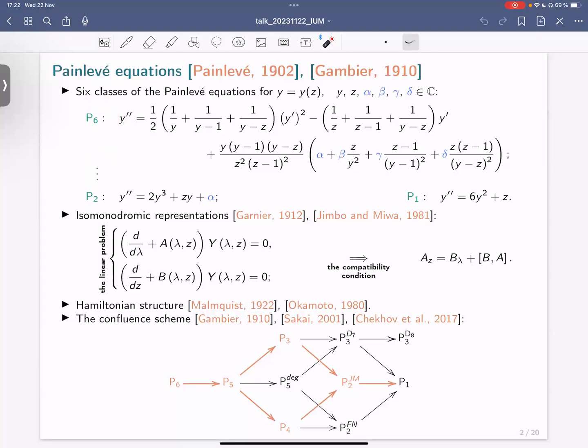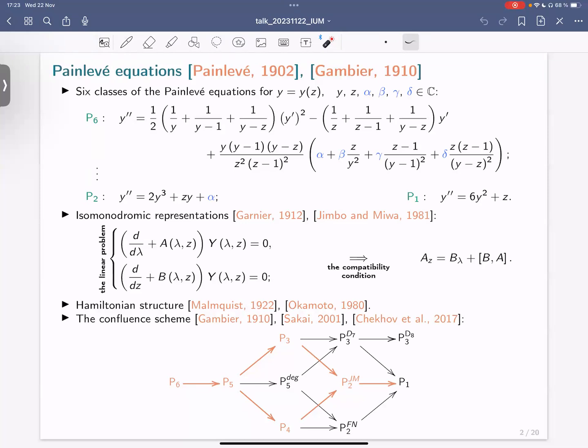This equation is a second order equation, and it contains 4 arbitrary complex parameters. The Painlevé 2 equation is this one, and it contains only 1 parameter, and the Painlevé 1 equation has no parameters. These equations define new special functions, and for some special values of the parameters alpha, beta, gamma, and delta they can be reduced to known classical special functions. And today we will focus on the first Painlevé equation.